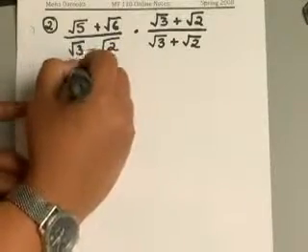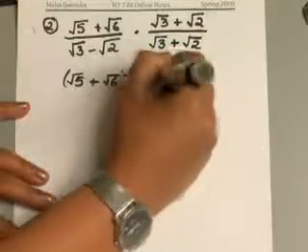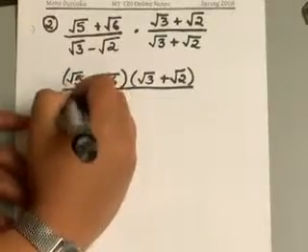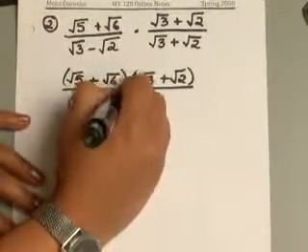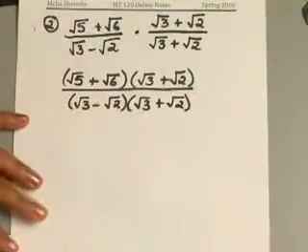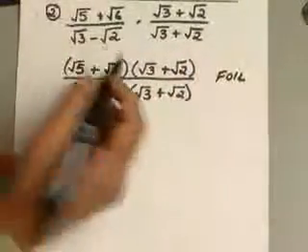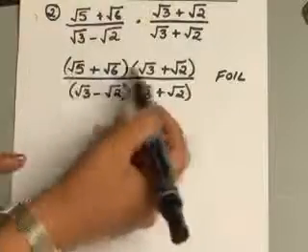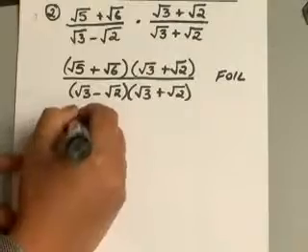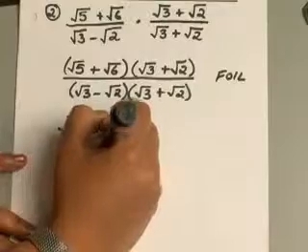Square root of 5 plus square root of 6. Multiply that into square root of 3 plus square root of 2. And this thing will be over square root of 3 minus square root of 2 times square root of 3 plus square root of 2. Now what you will do is basically FOIL the numerator. Okay, so multiply each one of these expressions. Square root of 5 times square root of 3 will give you square root of 15 plus square root of 5 times square root of 2 gives you square root of 10.